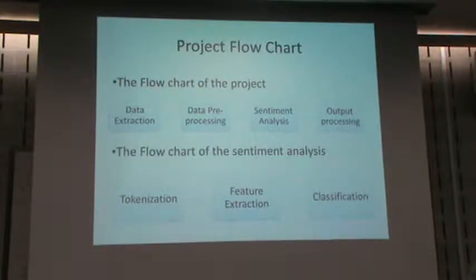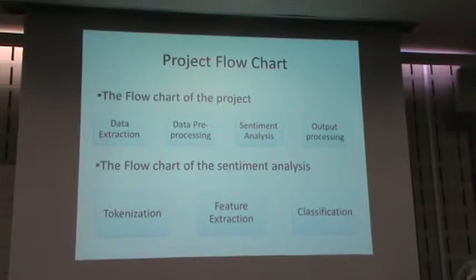The main flow chart of the project is, first, we're going to extract the data using the Python API. Then we're going to pre-process the data. For example, there are tweets that talk about things other than the political parties, so we don't need those tweets. Then we're going to apply sentiment analysis to check the preference of the Twitter users based on the states. Then we will process the output into hopefully a 3D graph.